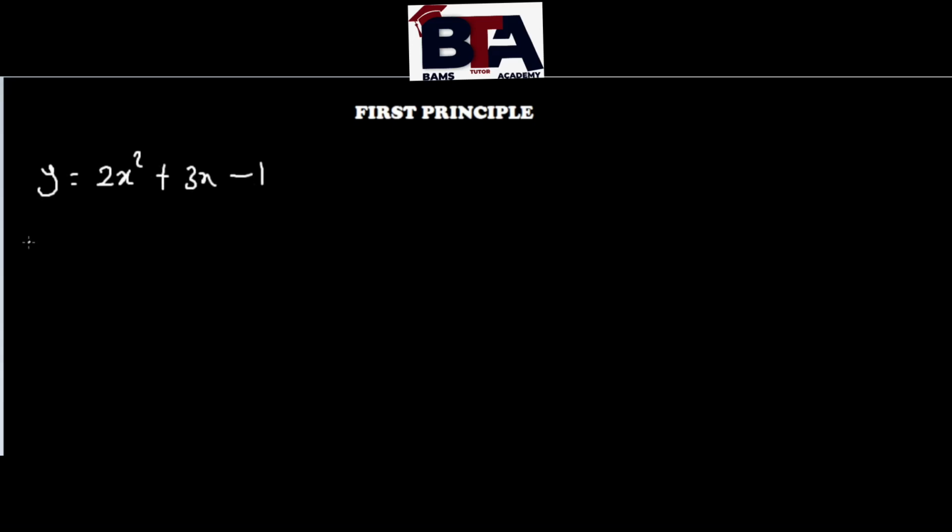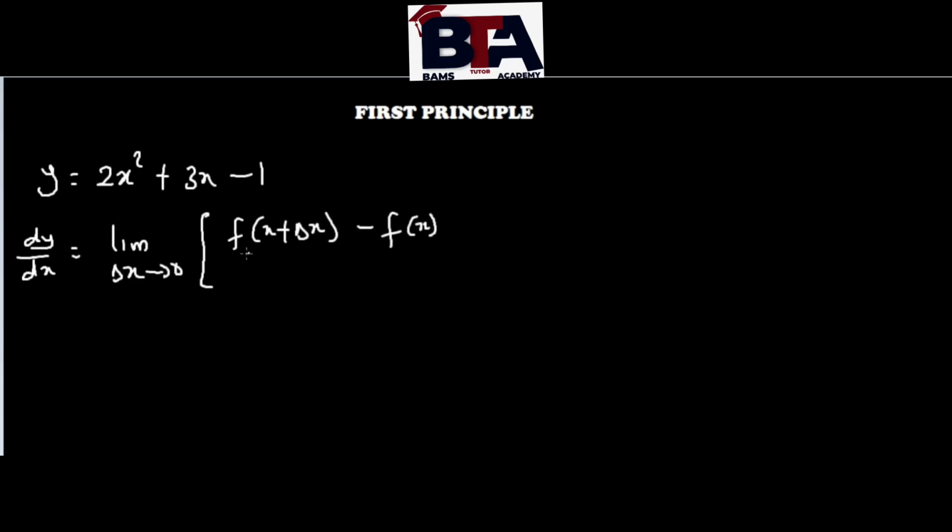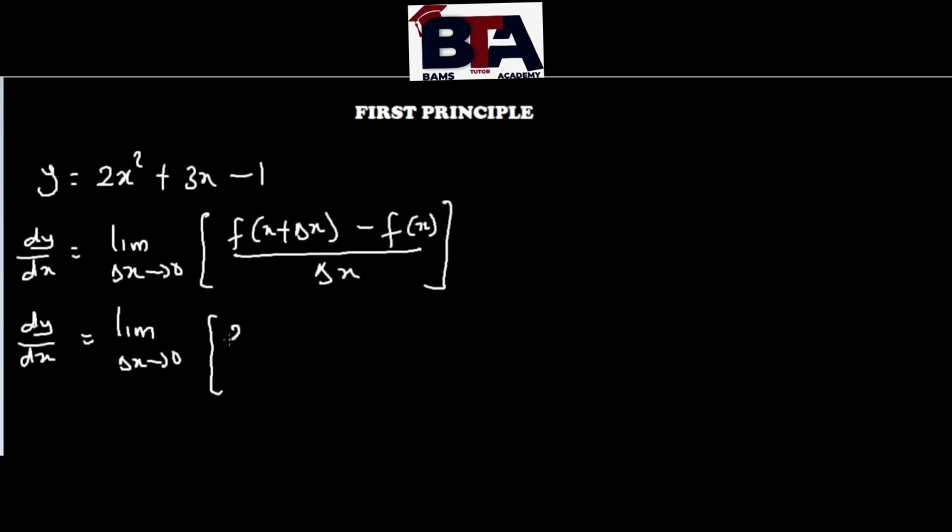So again, our formula is what? Dy over what? Dx is equal to the limit of change in x tends to 0, then f of x plus change in x minus f of x over what? Change in x, which denotes anywhere you see x in your function, you should put what? X plus change in x. Okay, that means I'll have 2 into bracket what?